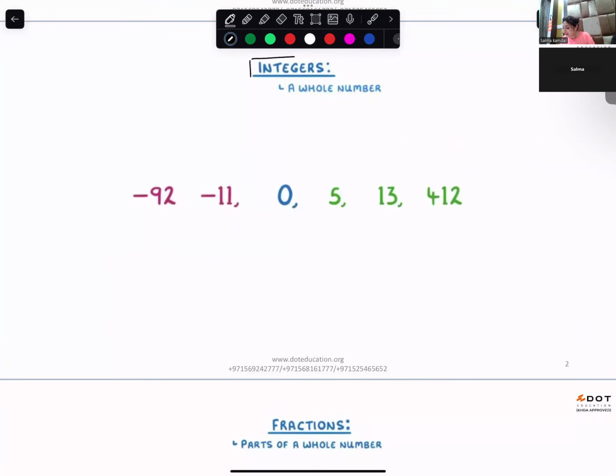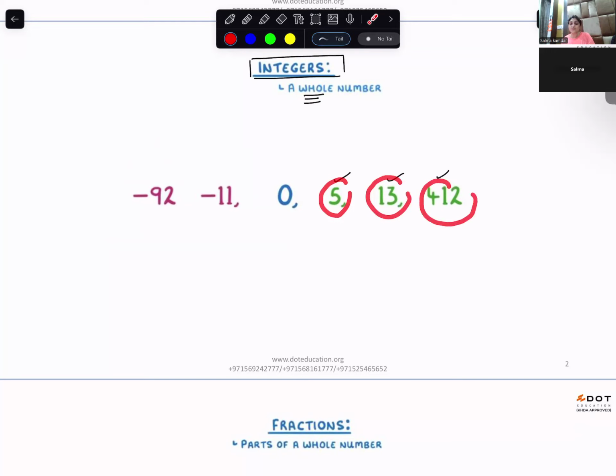So when I talk about rational numbers, I say integers are my rational numbers. What is an integer? An integer is basically a whole number. So whether you take any positive number like 5, 13, 412, it is an integer. A negative number is also an integer. In fact, even 0 is an integer. Remember, all integers are rational numbers.